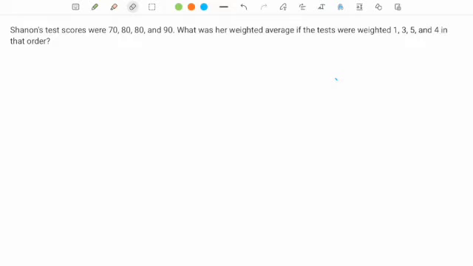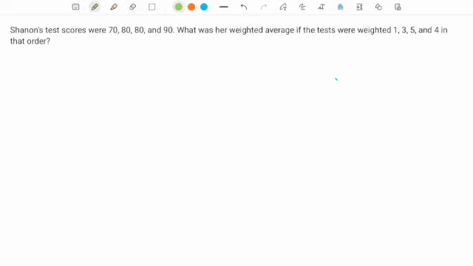Today's A+ question has to do with weighted averages. Here we have a situation where there are 4 test scores, but each are weighted differently to affect the overall grade. So it says this: Shannon's test scores were 70, 80, 80, and 90. What was her weighted average if the tests are weighted 1, 3, 5, and 4 in that order?